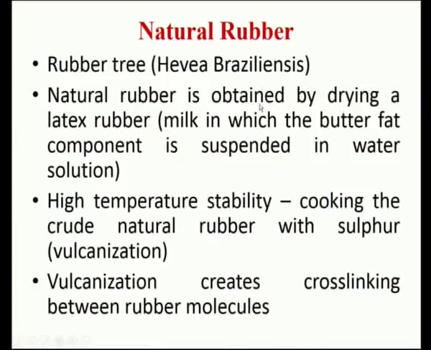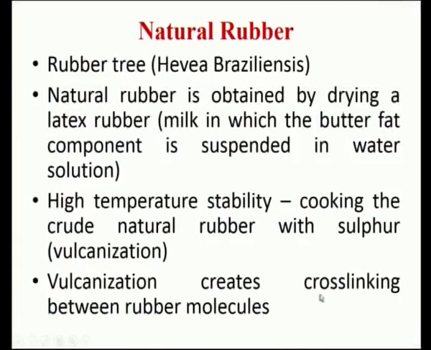Natural rubber comes from the rubber tree, Hevea brasiliensis. Natural rubber is obtained by drying latex, which is a milk in which the butter fat component is suspended in water solution. For high temperature stability, the crude natural rubber is cooked with sulfur. You take crude natural rubber as such, add sulfur and heat it, and you will get more cross linking. The vulcanization creates cross linking between rubber molecules. Each polymeric chain has cross linking with sulfur in between, that is called vulcanization.